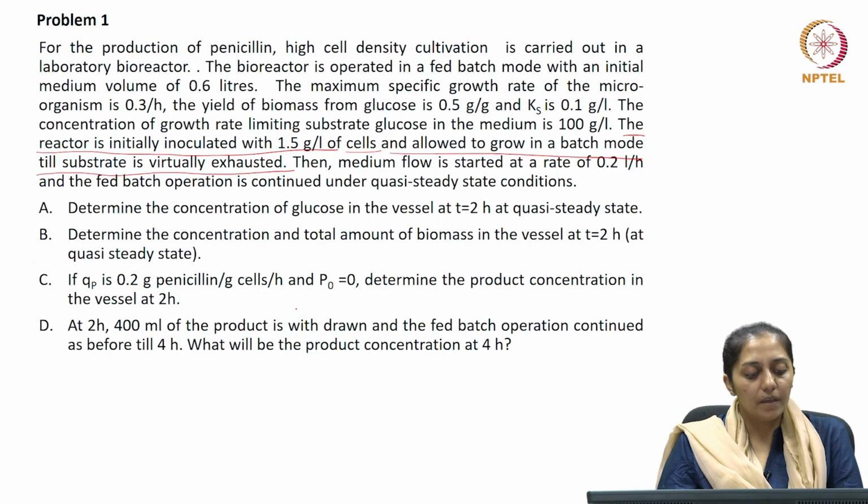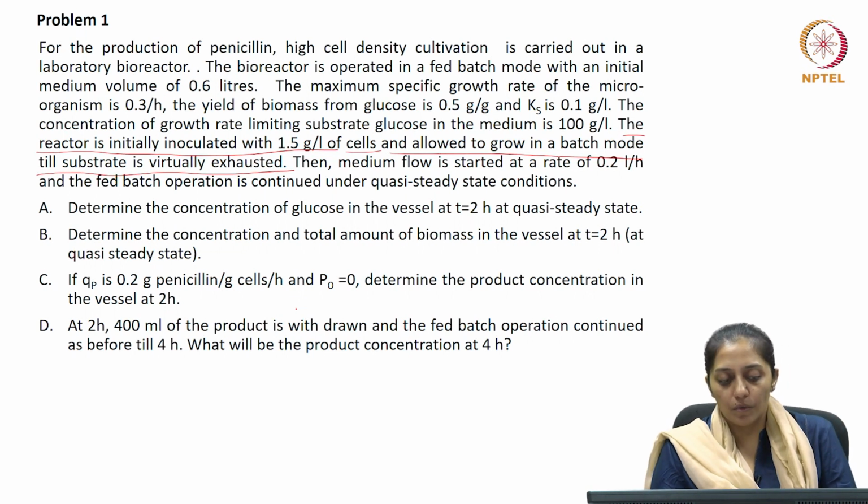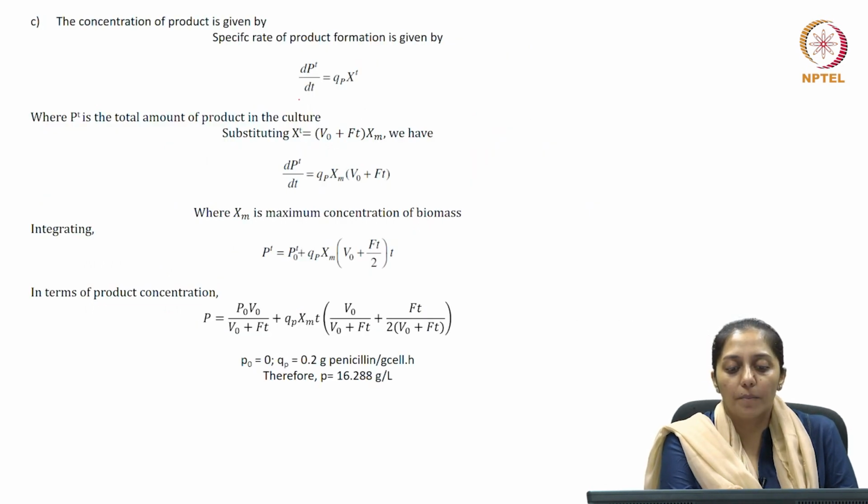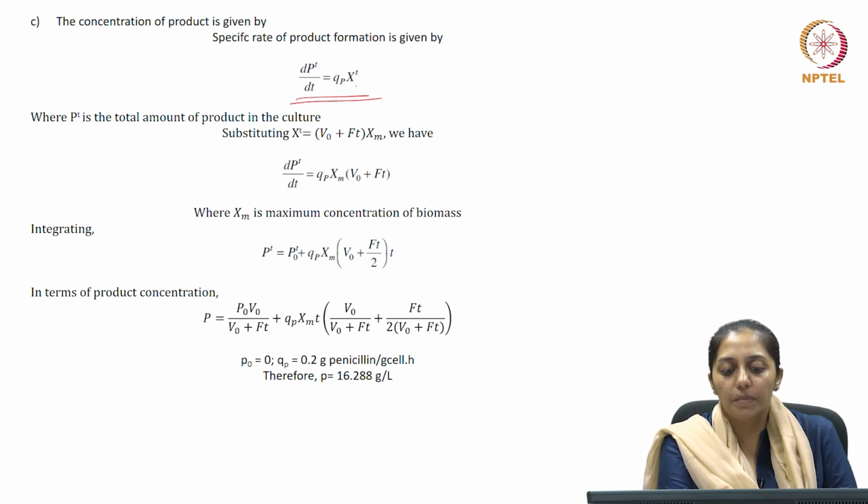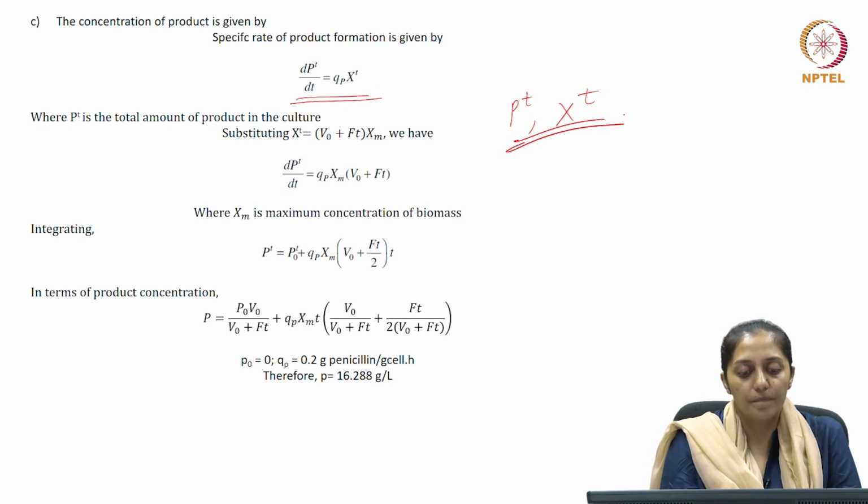Let us see the third part. If the specific product formation rate is 0.2 grams penicillin per gram cell per hour and P0 is equal to 0, determine the product concentration in the vessel at 2 hours. So, the specific product formation rate is nothing but 1 by X dP by dt. Here Pt and Xt stand for the amount of product and the amount of biomass at time t.